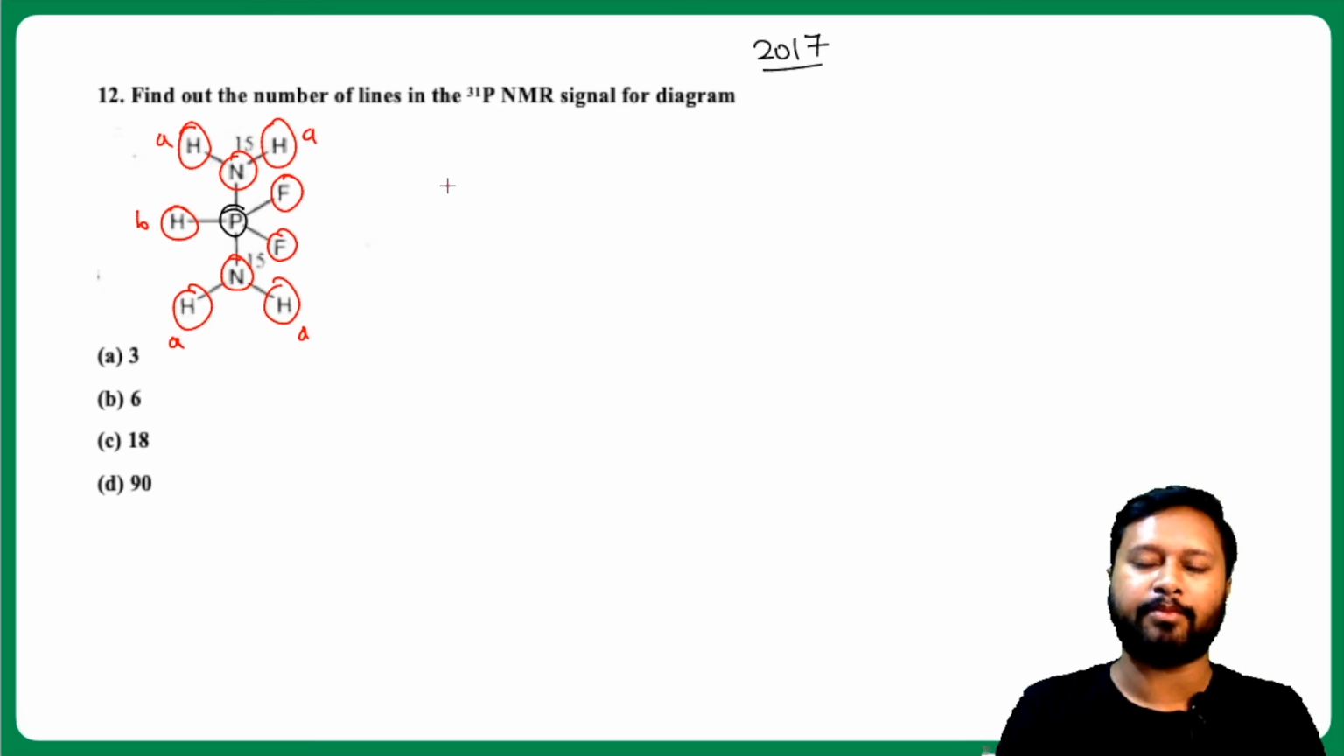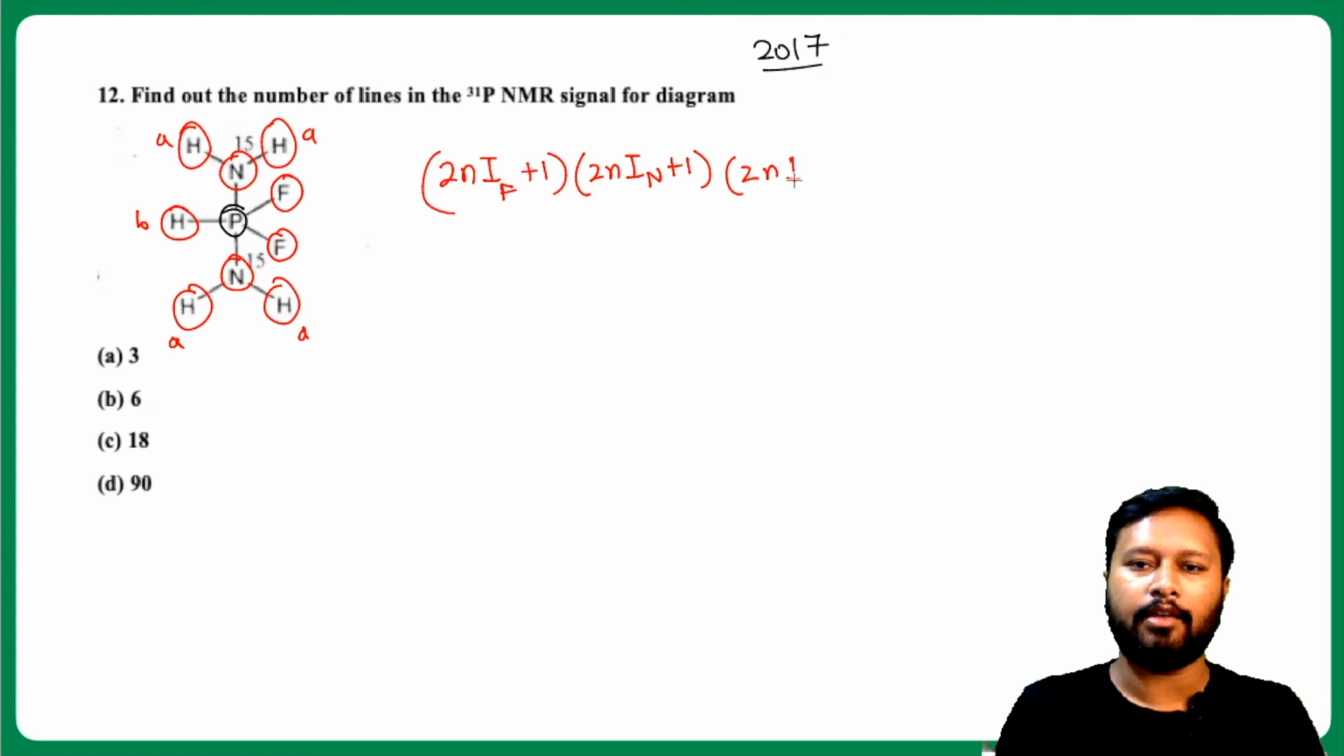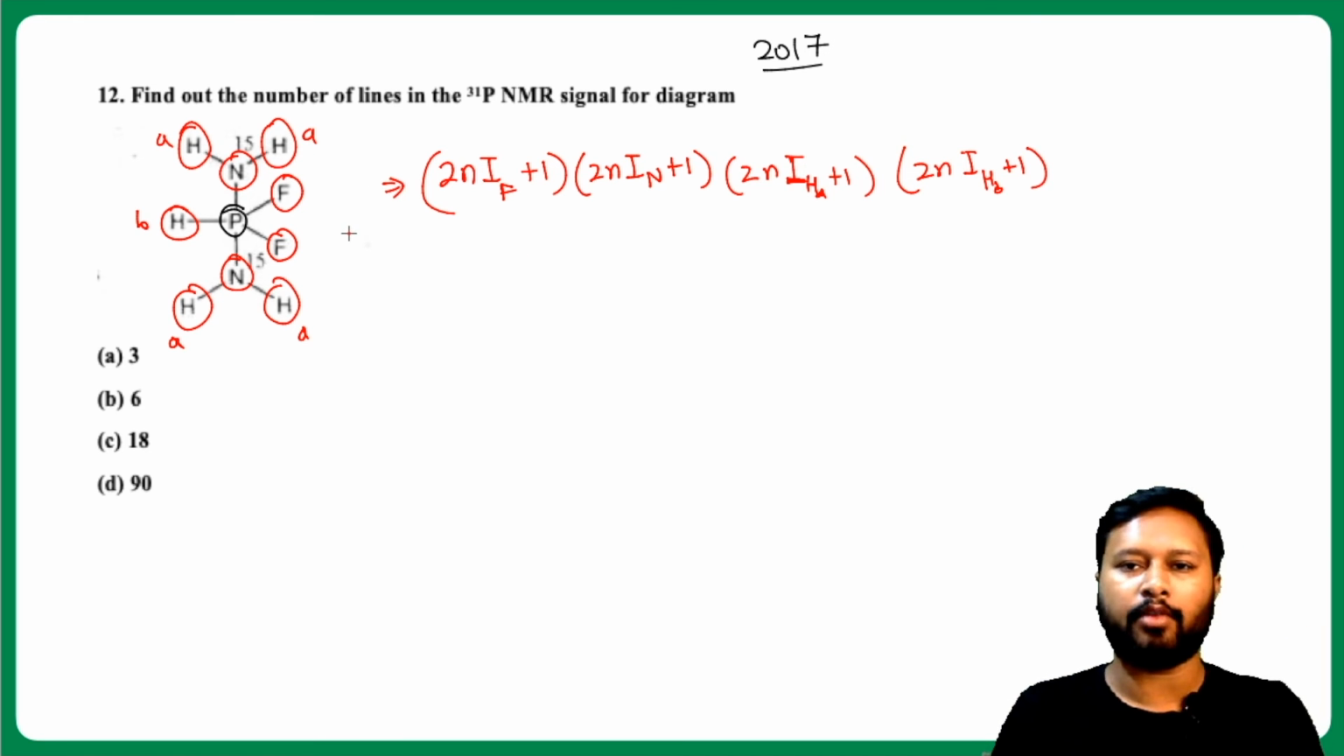How are you going to find out the splitting? It will be 2nIF plus 1, that means the splitting caused by fluorine. Then 2nIN plus 1, splitting caused because of the nitrogens. Then 2nIHA plus 1 because of hydrogen of type A, and then 2nIHB plus 1. Alright. So this is going to be the total number of signals or total number of splittings for the molecule. Now everything is in multiplication with each other because all these species are in the same molecule.